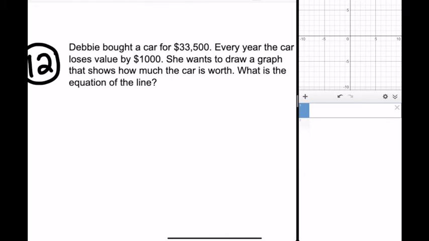Debbie bought a car for $33,500. Every year the car loses value by $1,000. She wants to draw a graph that shows how much the car is worth. What is the equation of the line? So to have an equation of a line in slope-intercept form, we need to know two things. We need to know the slope or the rate of change, and we need to know the y-intercept or the initial value.